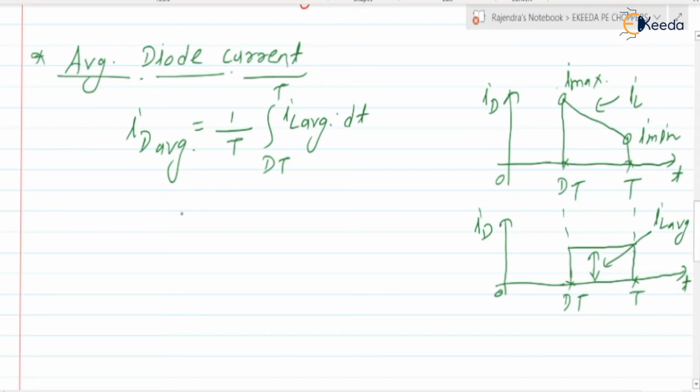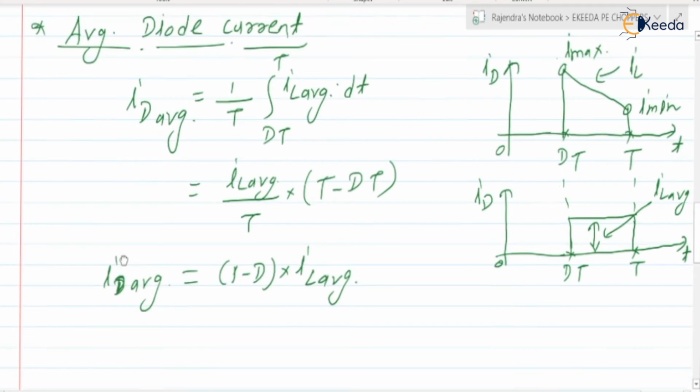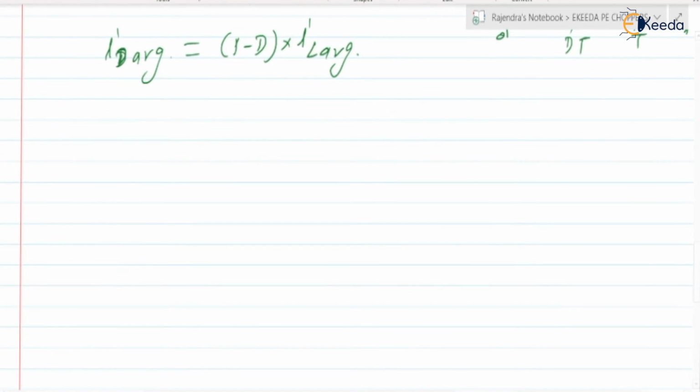So it is equal to IL average divided by T, into T minus dT. We can take T outside, T will get cancelled, so it is 1 minus D into IL average. That is nothing but the average value of diode current, ID average.